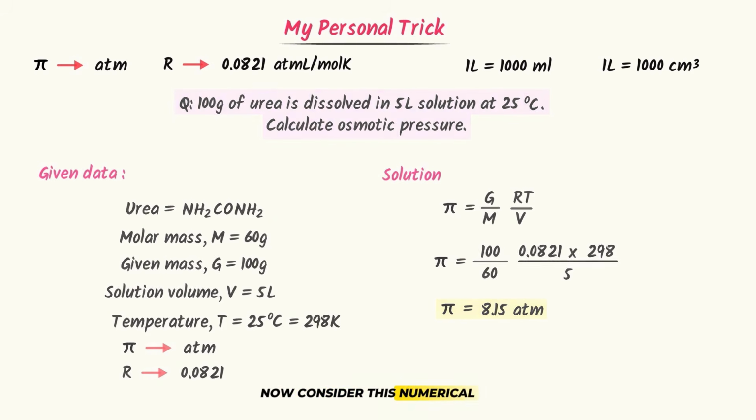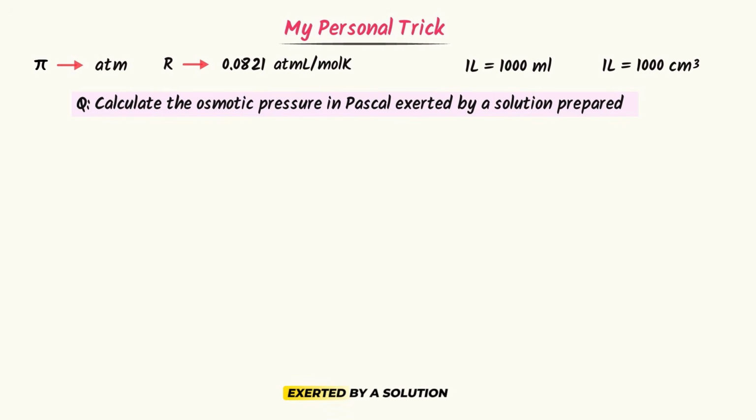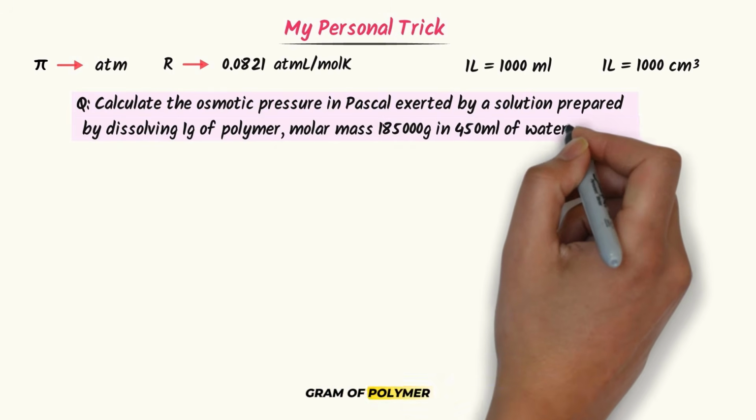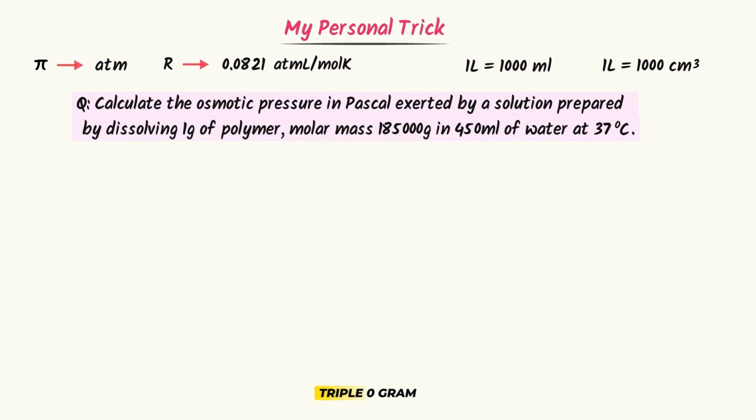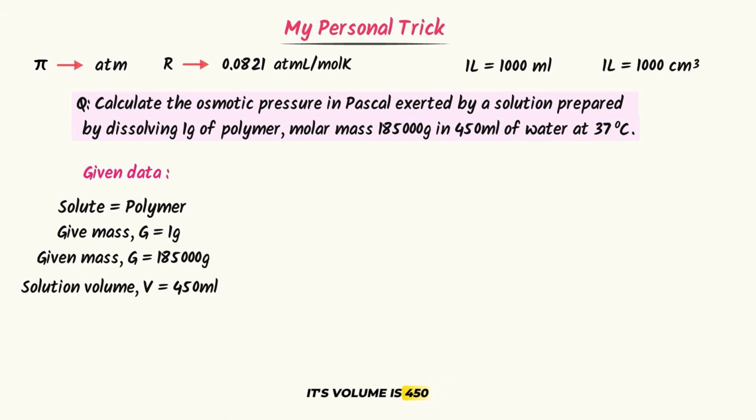Now consider this numerical problem. Calculate the osmotic pressure in Pascal exerted by a solution prepared by dissolving 1 gram of polymer, molar mass 185,000 gram, in 450 ml of water at 37 degrees centigrade. Well, I write the given data. The solute is a polymer. Its mass G is 1 gram. Its molar mass M is 185,000 gram. Its volume is 450 ml.